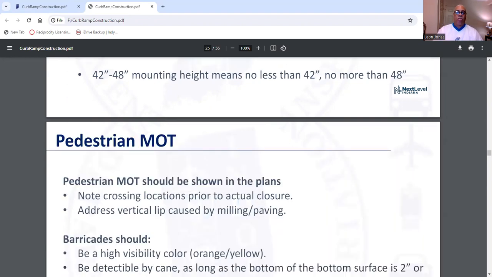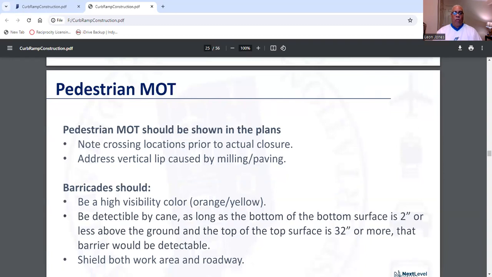Now, with construction, you have MOT. When we deal with curb ramps, pedestrian MOT, that's maintenance of traffic, should be drawn in the plans. And you have to note crossing locations prior to actual closure. Again, pedestrian MOT should be shown in the plans, and you must note crossing locations prior to actual closure. Also, address vertical lip caused by milling/paving.